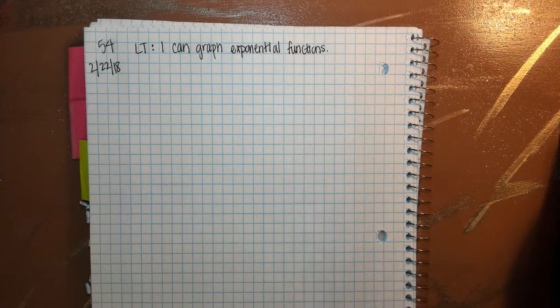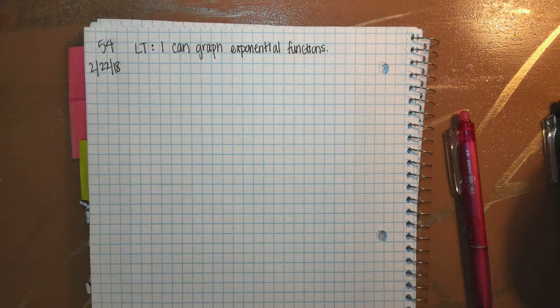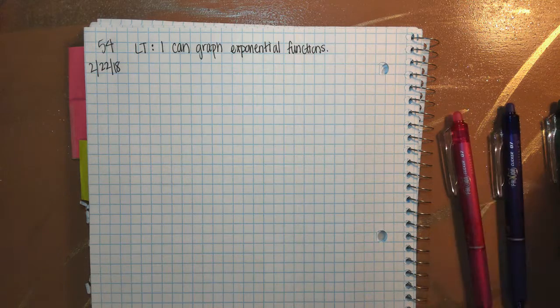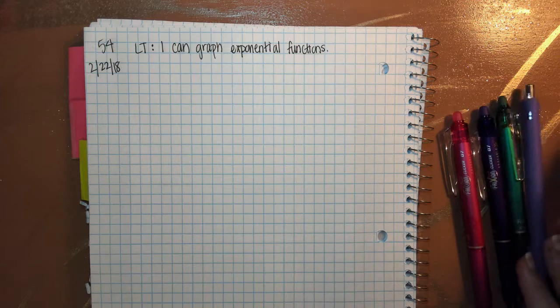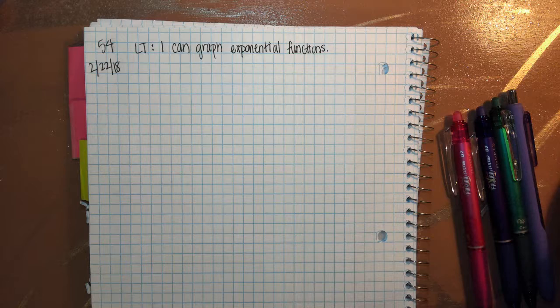Now, we've talked about the equations for exponential functions. We've talked about the y-intercept, the base. We've identified parts of it, but we haven't actually graphed it together. You know what they look like, but we haven't made a t-table and graphed it. So that's what we're going to work on in practice today. I'm trying to get my pens out so that we're ready.